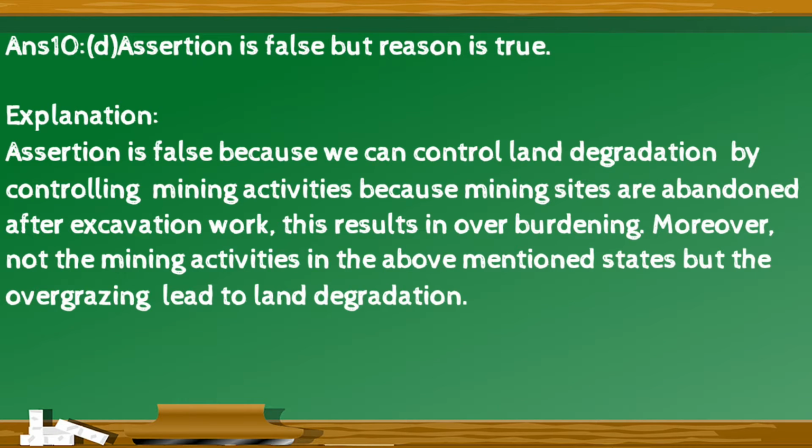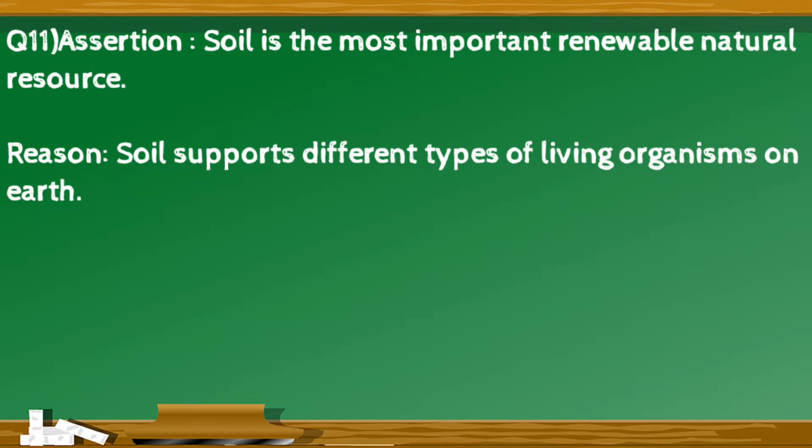The right option is D. Assertion is false but reason is true. Explanation for this is assertion is false because we can control land degradation by controlling mining activities. Because mining sites are abandoned after evacuation work, this results in overburdening. Moreover, not the mining activities in the above mentioned states but the overgrazing led to land degradation.